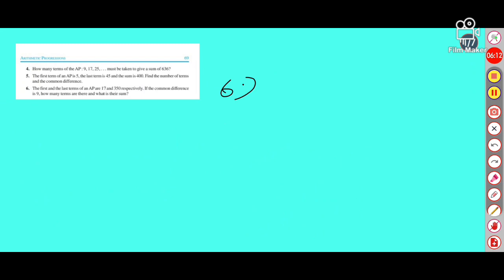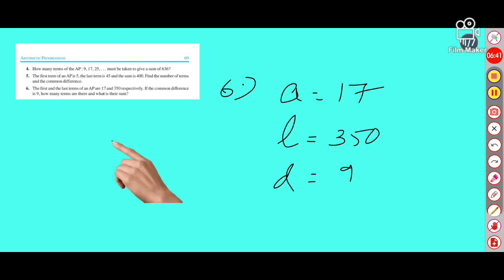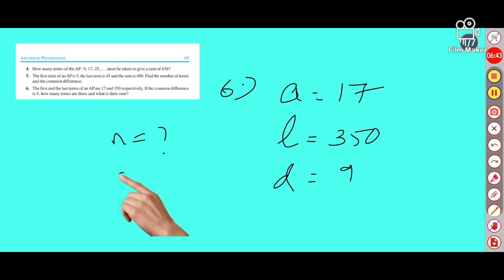Now we will see the sixth question of your exercise 5.3 given in your textbook. The first and the last term of an AP are 17 and 350. So A is 17. The last term L is 350 respectively. If the common difference is 9, so the value of D is 9. How many terms are there and what is their sum? They are asking us to find the value of n and Sn is what the question is all about.